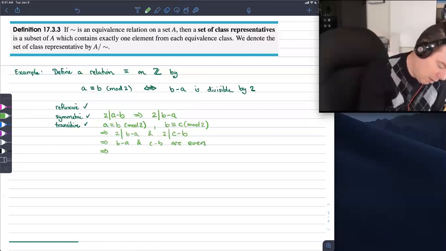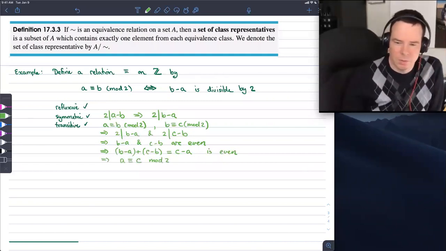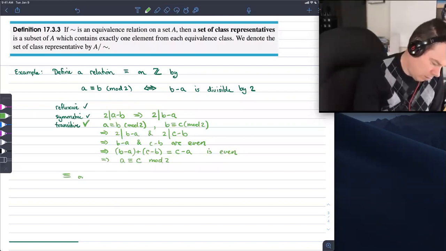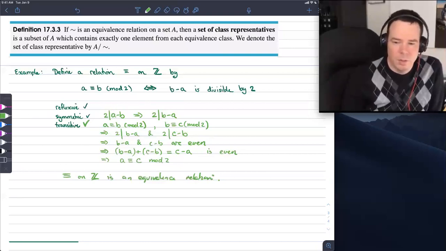That might make it easier to see that if that's the case, then B minus A plus C minus B, which is C minus A, is even. And because C minus A is even, that means A is congruent to C mod 2. Therefore it's transitive, because A was congruent to B, B was congruent to C, and therefore A is congruent to C. So we got that check mark there too. And so this relation on Z is an equivalence relation. Because it's an equivalence relation, it partitions the set of integers into equivalence classes.